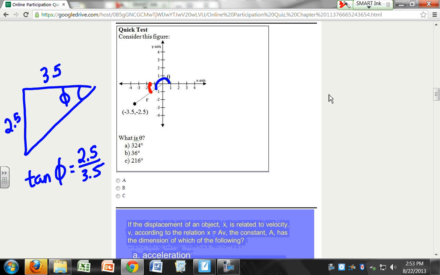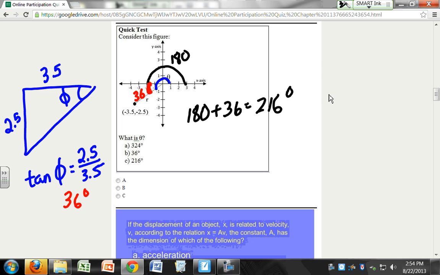And I get 36 degrees. Remember, this angle is 36, but I want to know the angle from the positive x-axis. I know that this angle is 180, so I want to do 180 plus 36, which is 216 degrees. So the answer for that one is C.